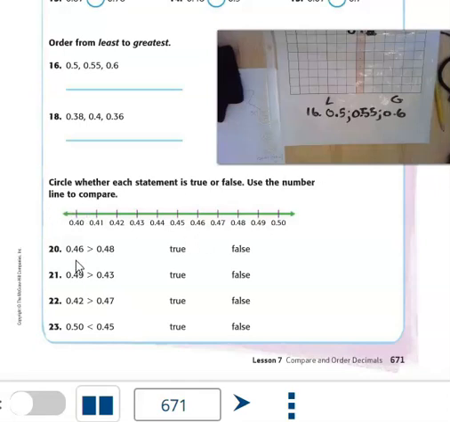So if you're looking at 46/100 and 48 hundredths, you've got 6 here, 8 here. Farther to the right, it's closer to the 1 whole. That one is going to be the greatest. This is true or false? Hopefully you said that this, because remember the alligator eats the bigger number, or the arrow points, in this case the arrow is pointing. I just did number 20, so you can do 21, 22, and 23.